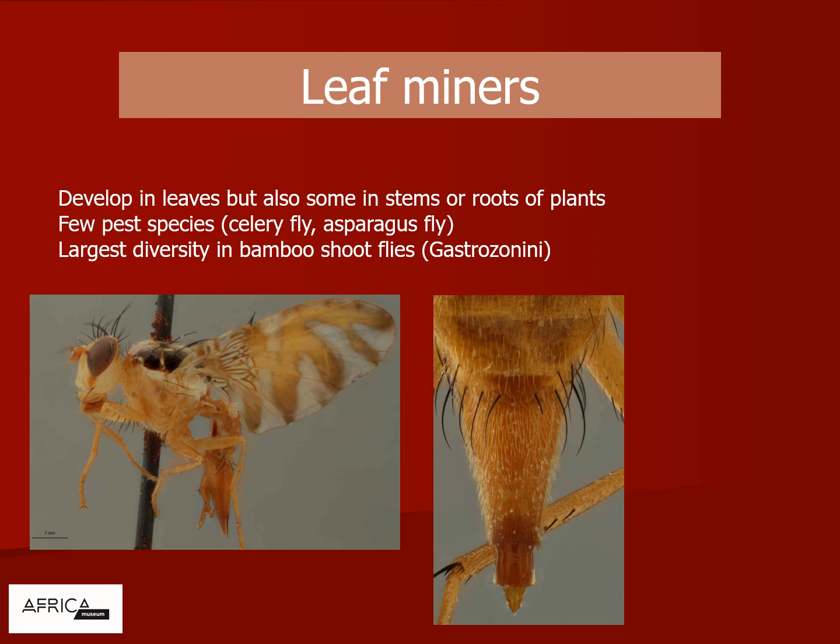The largest diversity is found in bamboo shoot flies or gastrozonines, found in Africa and Asia. Representatives of this group infest mainly grasses. In Asia, these are mainly bamboo species. In Africa, the host range is poorly known.